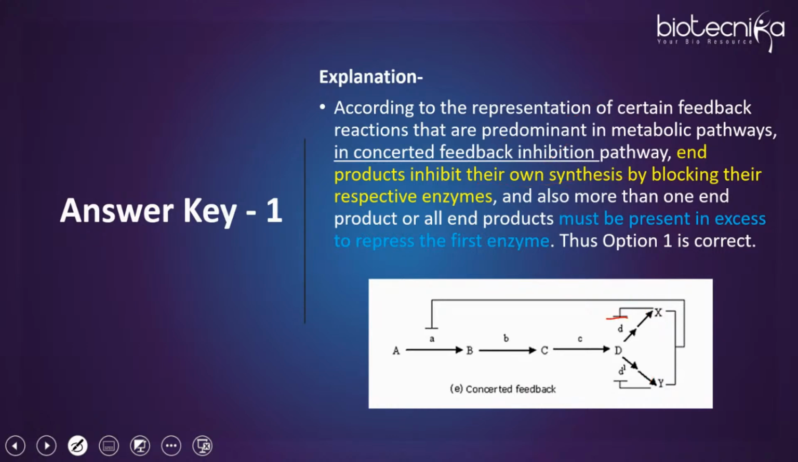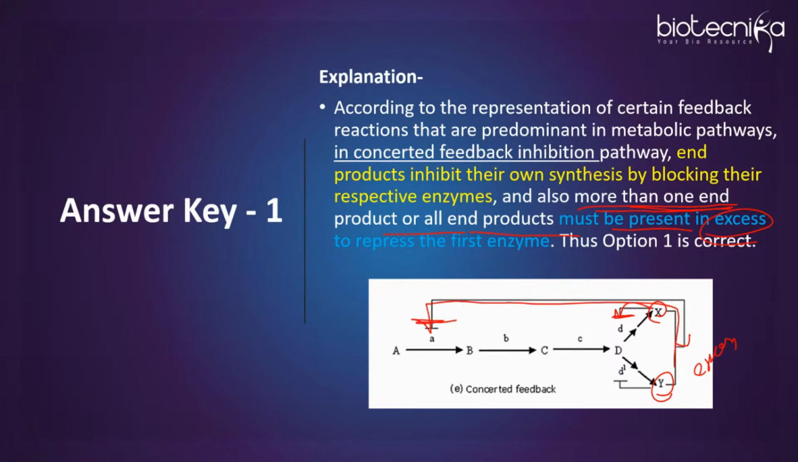So this sign stands for inhibition. Similarly, this is inhibiting its own synthesis, by blocking their respective enzymes. So that's why the options where they are blocking the other pathway enzyme are not correct. They will only block their respective enzymes, and also more than one end product or all end products must be present in excess. So both X and Y will be required, and that too in excess, then only they will go and inhibit its own synthesis.